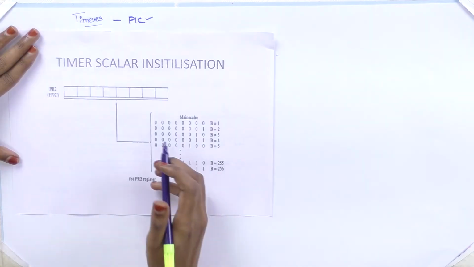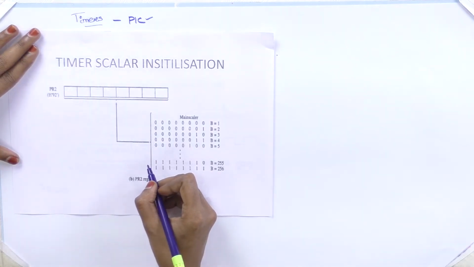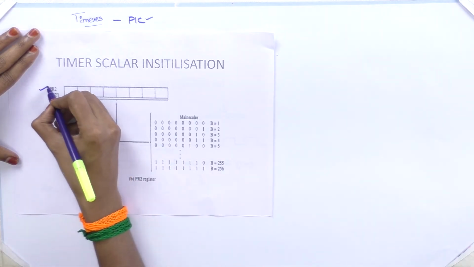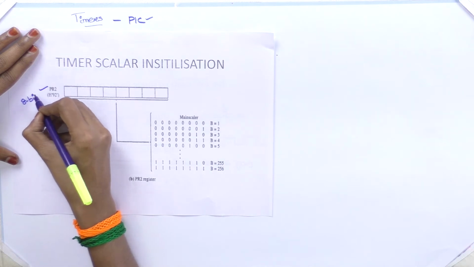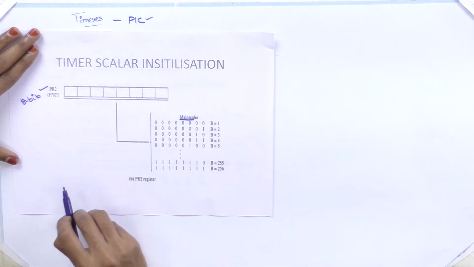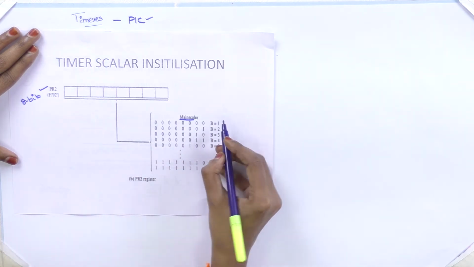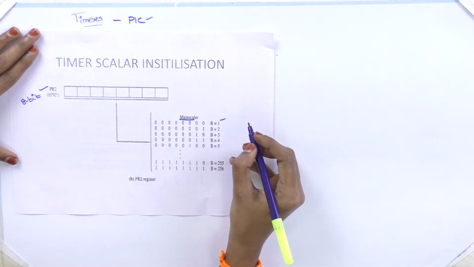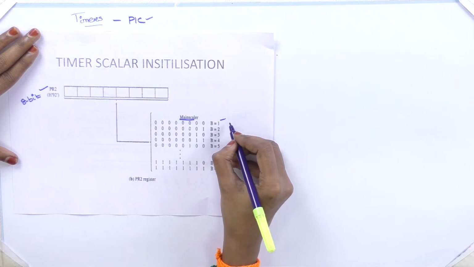Fine. And then by using the PR2 register, you can define the main scalar value. We have a separate 8-bit register, the PR2 register. Using this, we can set the main scalar value. If all those 8 bits are 0, it means that I am setting the main scalar value as 1.